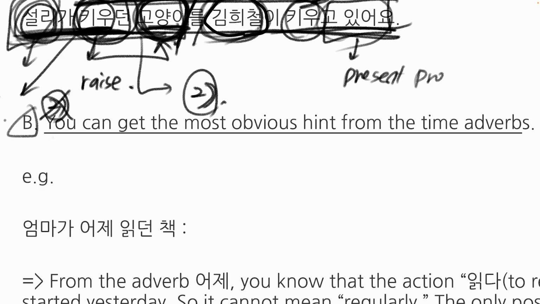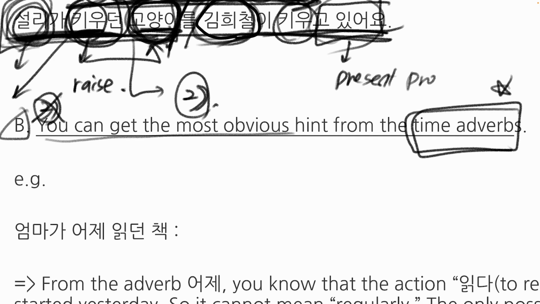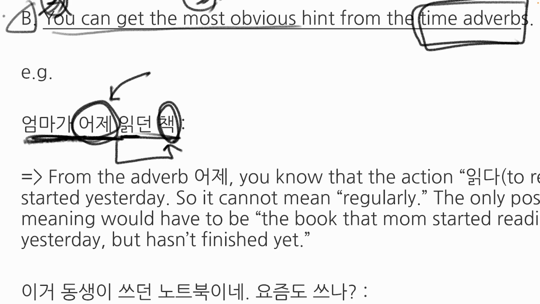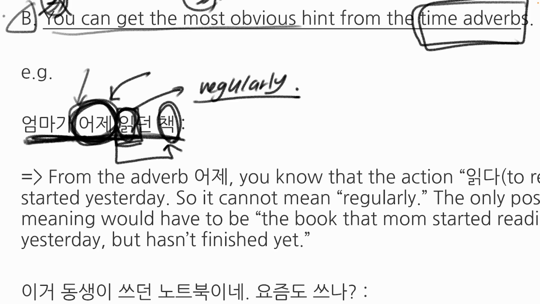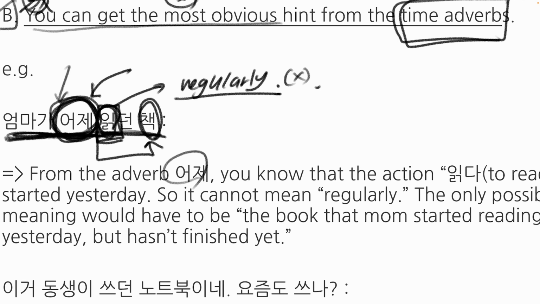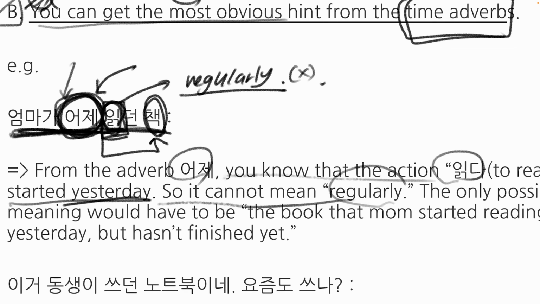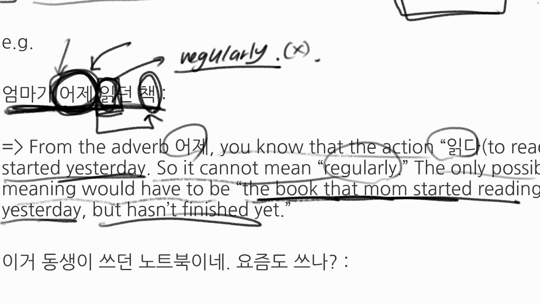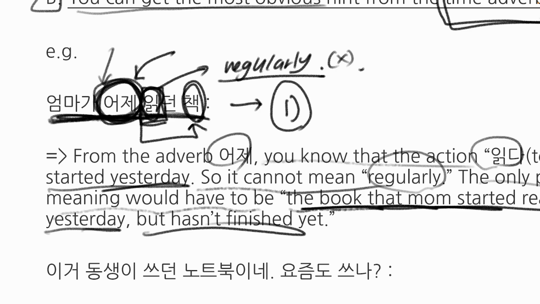Second tip that you can use is you can get the most obvious hint from the time adverbs that are used. So, for example, if you say 엄마가 어제 읽던 책, this would mean the book that mom read yesterday, right? So since 어제 is added, that specific time in the past, this 읽다 cannot be something that regularly happened because the writer already designated the time, 어제, so this is a past action that happened, not something that regularly happened. So from the adverb 어제, you know that the action 읽다 started yesterday, so it cannot mean regularly. And the only possible meaning would have to be the book that mom started reading yesterday but hasn't finished yet. So this would most likely mean number 1, right?